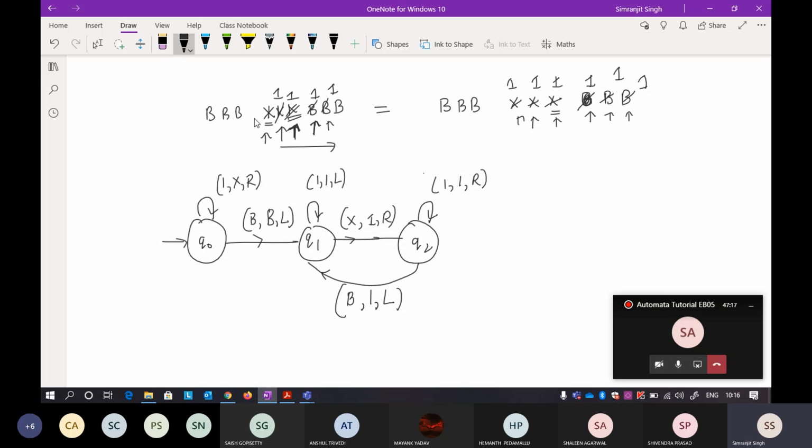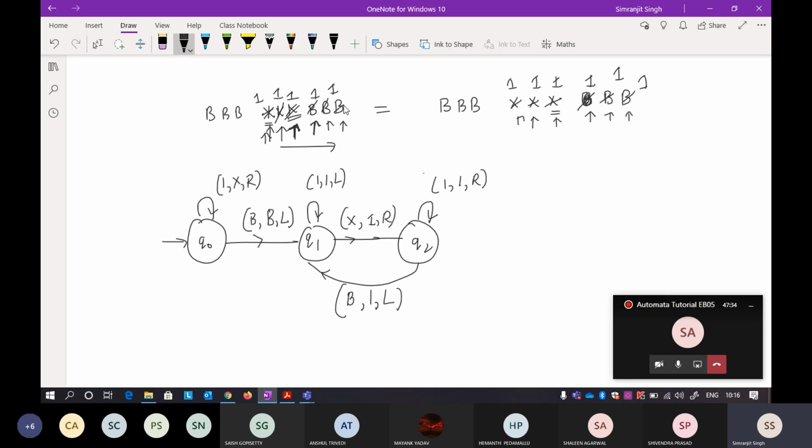You will keep going until you find another X. Okay, so I'll find another X here. Now I'll change this X to 1 and I keep moving left, then I move right. Now I'm in the path, I will get a number of ones, and at the end I get a blank.